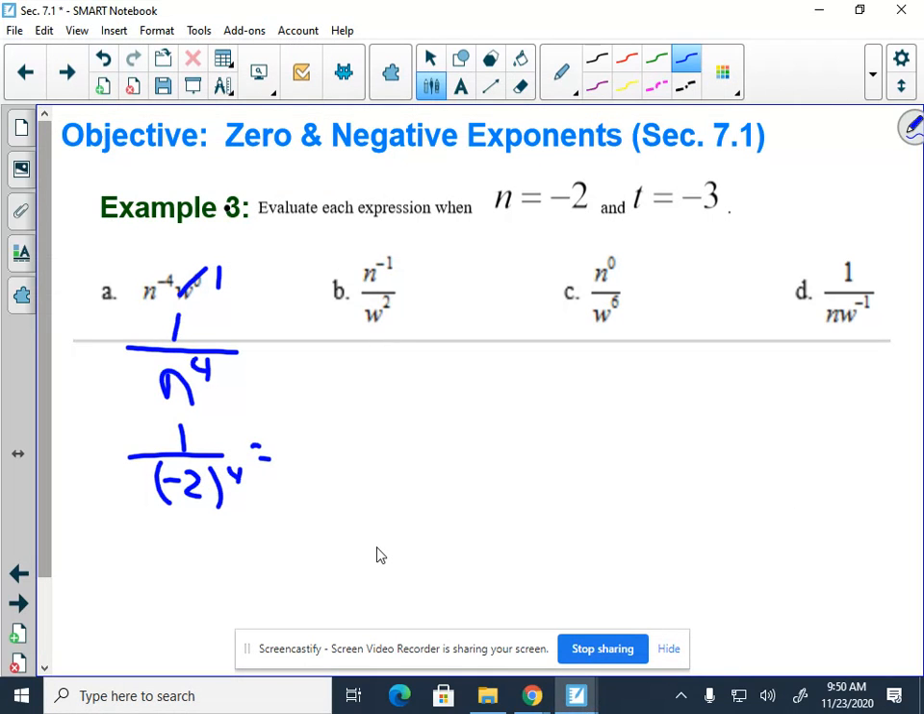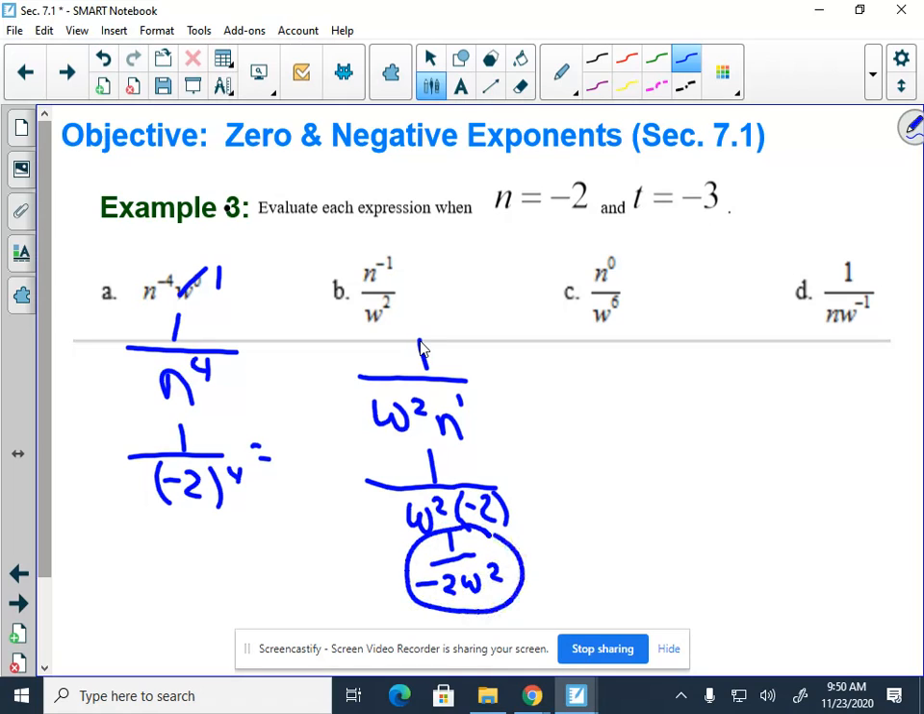All right, this next one. The w to the 2nd stays in the bottom. The n moves down. Then we'll put in w, and we'll put in n. Now we don't have anything for w, so this one would simply remain 1 over negative 2 w squared. We don't have anything to put in for w, so we're not going to put anything in.